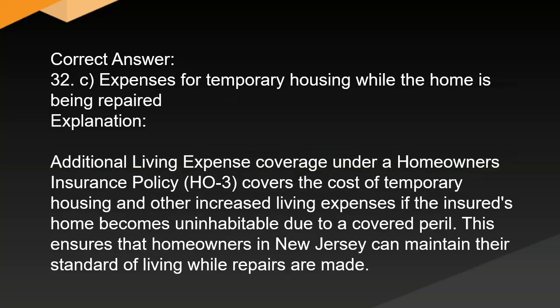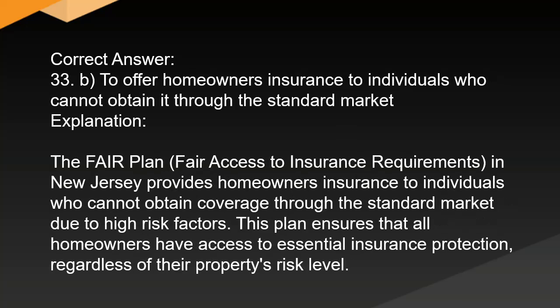Correct answer. C. Expenses for temporary housing while the home is being repaired. Explanation. Additional living expense coverage under a homeowner's insurance policy, HA3, covers the cost of temporary housing and other increased living expenses if the insured's home becomes uninhabitable due to a covered peril. This ensures that homeowners in New Jersey can maintain their standard of living while repairs are made.